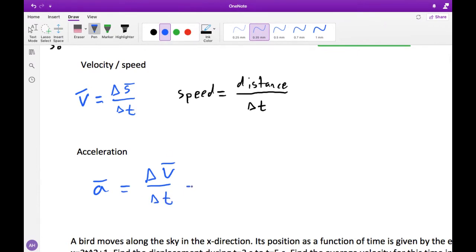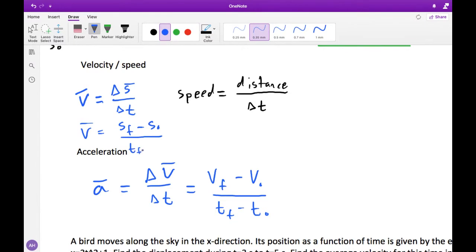And so I could also write this as V final minus V initial divided by T final minus T initial. And similarly, I could have done that for the velocity, written it out as velocity is S final minus S initial over T final minus T initial.